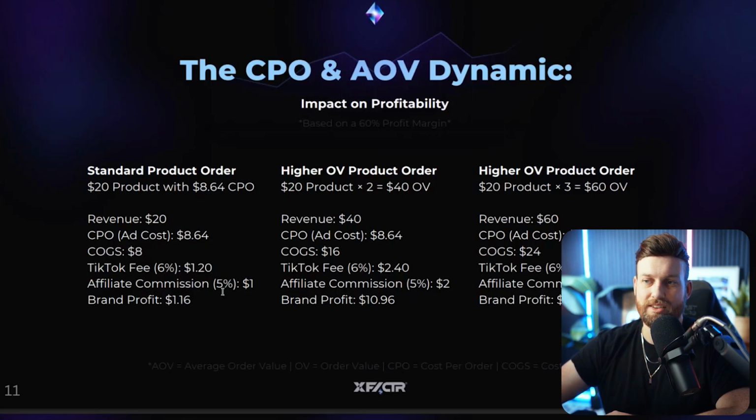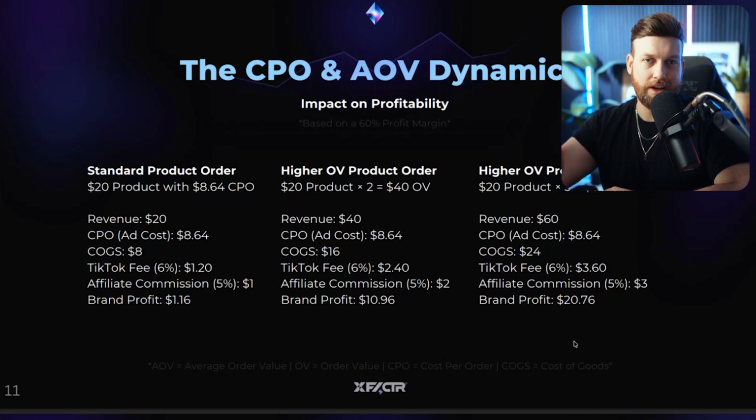So the profit percentage between the brand and affiliate is about the same. When we look at a higher AOV, we've got revenue of 40, CPO, same, COGS 16, TikTok fee, affiliate commission, and brand's profit. Brand profit makes a little bit more when the AOV is higher. And again, we see the same scenario on the higher AOV product as well as $60 order value. So again, the higher order value that you have, the more profit that you're able to make, which means that you're able to scale a little bit easier as well. And that has an impact on your profitability.